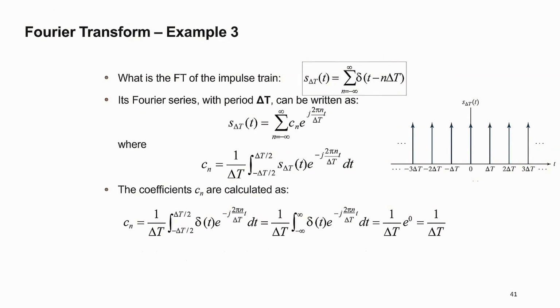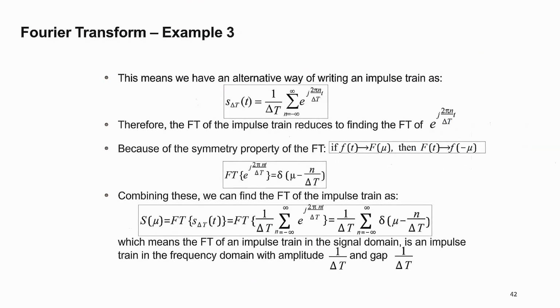But directly finding this is not possible, so I used a mathematical trick. I first find the Fourier series because it's periodic. What does the Fourier series give me? An alternate expression for this train. Now after that, it's easy to find the Fourier transform.